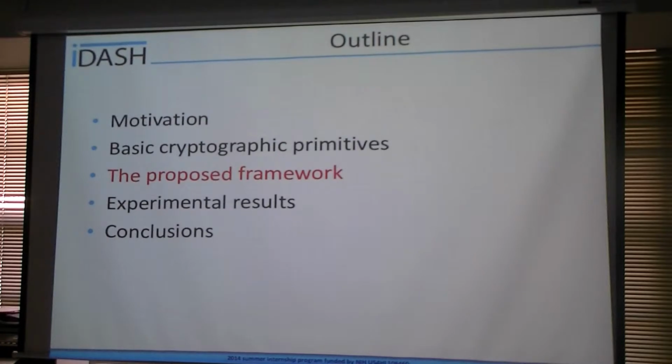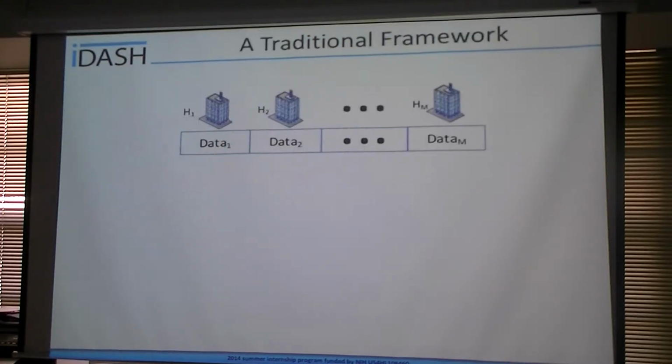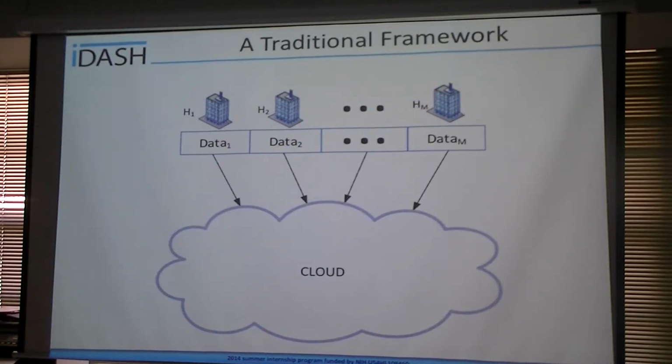The next section is the proposed framework. Let's start with a traditional framework without privacy protection to illustrate the task. Suppose there are M hospitals where each has its local private data, such as the mortality of a subpopulation. Then each hospital may want to rank its mortality among all neighboring hospitals and compare with every mortality in a cloud environment. In the case without privacy protection, all hospitals need to send their raw data to the cloud.